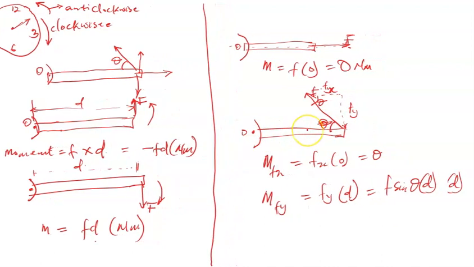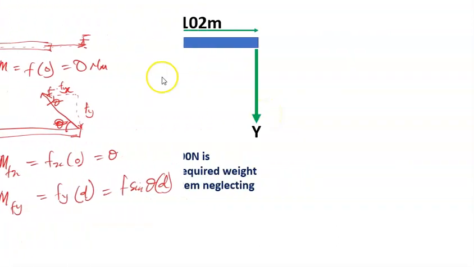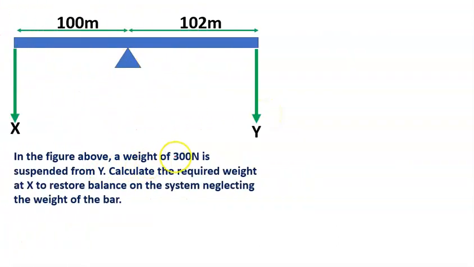Now let's take an example. In this example, we are to find, in the figure above, the weight suspended from y. The weight at y here is given as 300 Newtons. Calculate the required weight at x to restore balance on the system, neglecting the weight of the bar. We are finding the moment about this point.